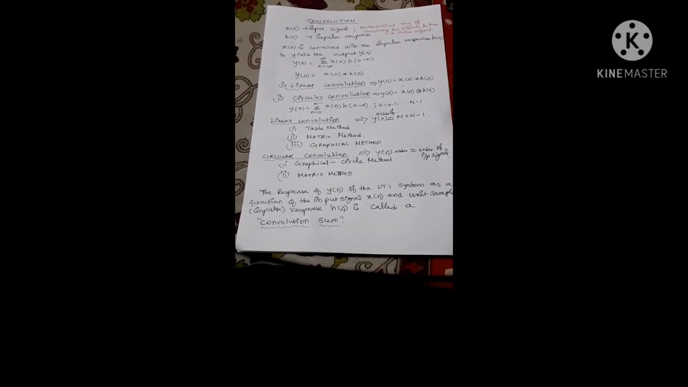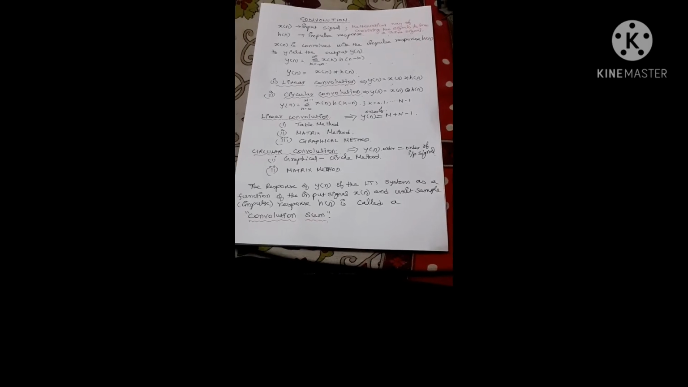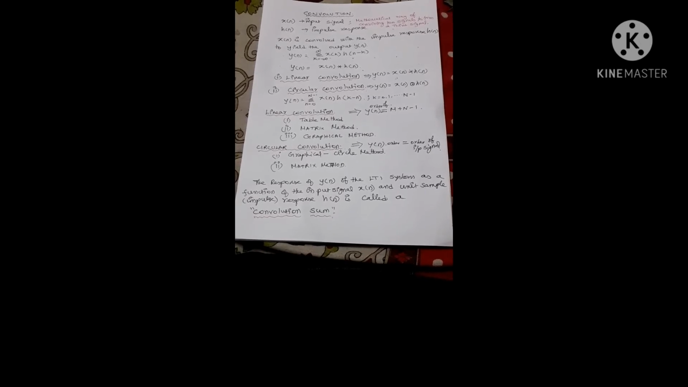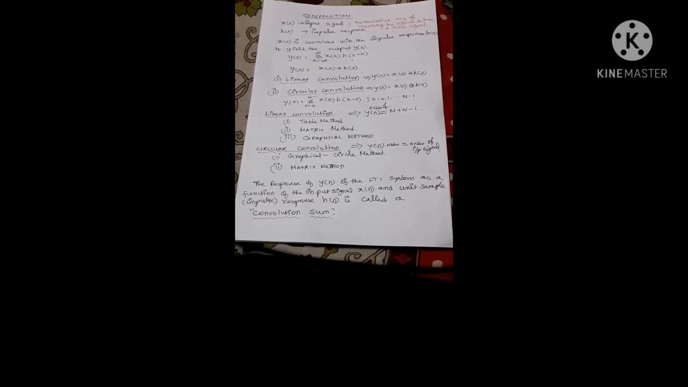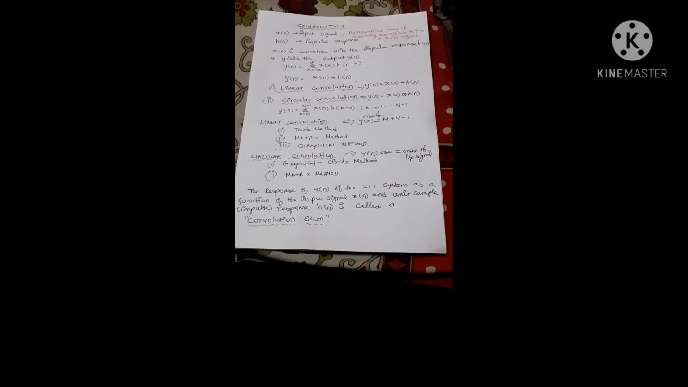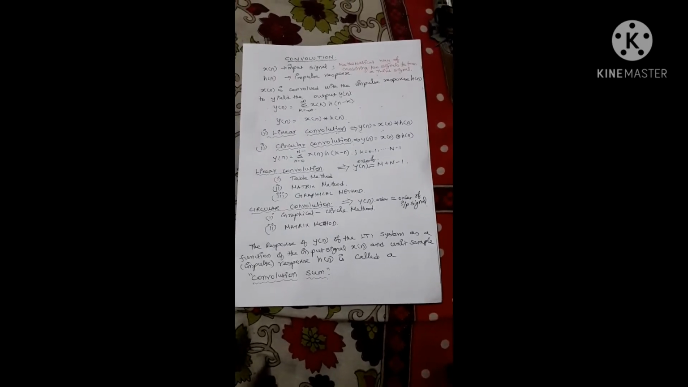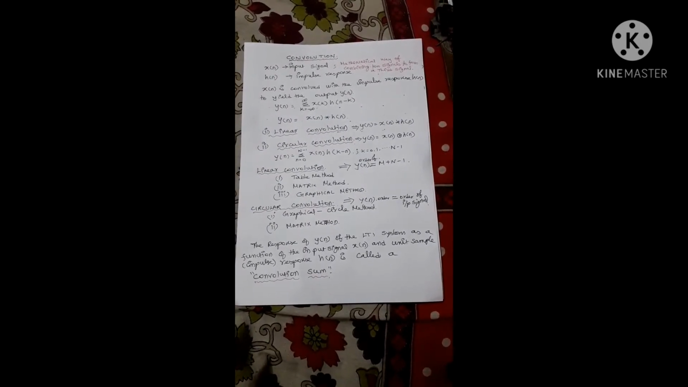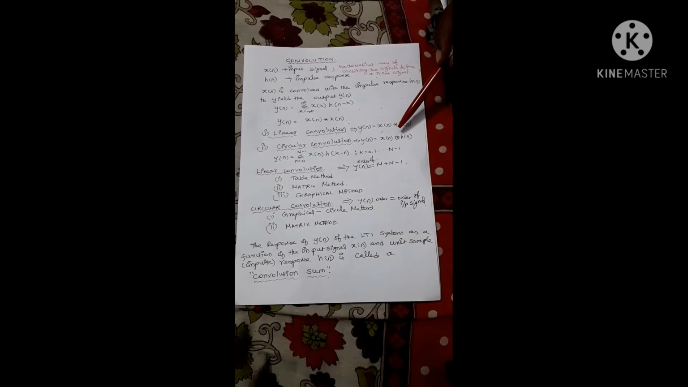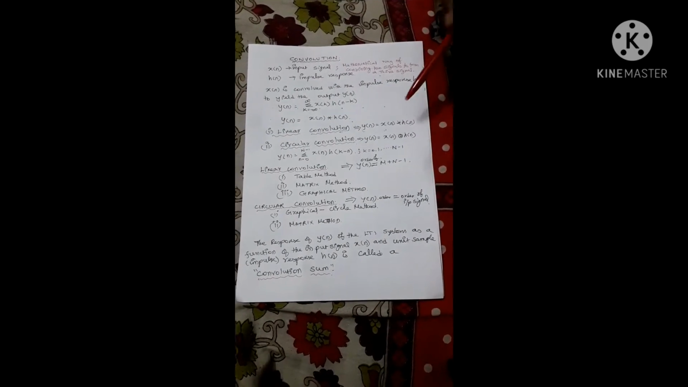Convolution can be classified into two types. One is linear convolution, another one is circular convolution. Let x of n be the input signal and h of n the impulse response. Then the linear convolution will be y of n equal to summation k equal to minus infinity to infinity x of k h of n minus k. In linear convolution, y of n equal to x of n star h of n. In circular convolution, y of n equal to x of n circle h of n.